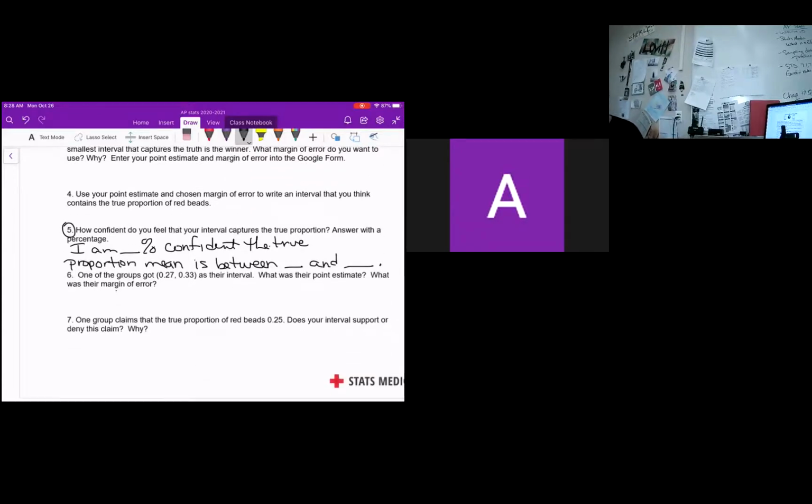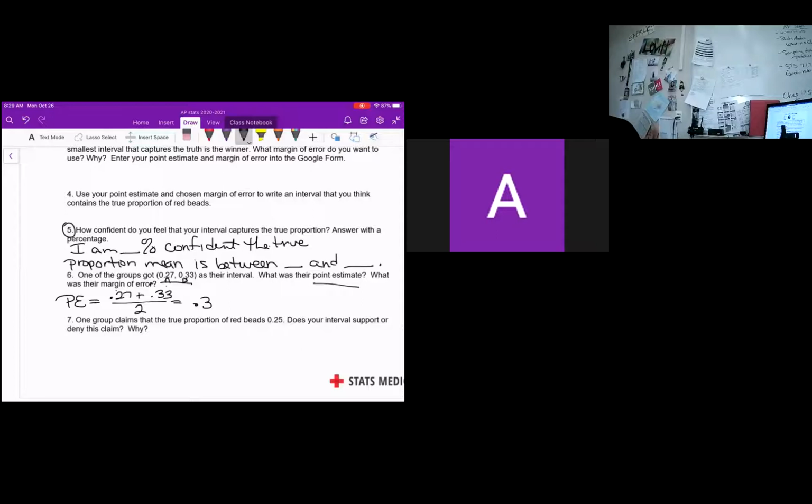One of the groups got this, and this is how you write a confidence interval, guys: it's in parentheses. It kind of looks like a coordinate pair. How would you find their point estimate if this was their interval? It went from 0.27 to 0.33. Find the average. So if this is like A and this is B, it's going to be 0.27 plus 0.33 divided by 2, and that comes out as 0.3.